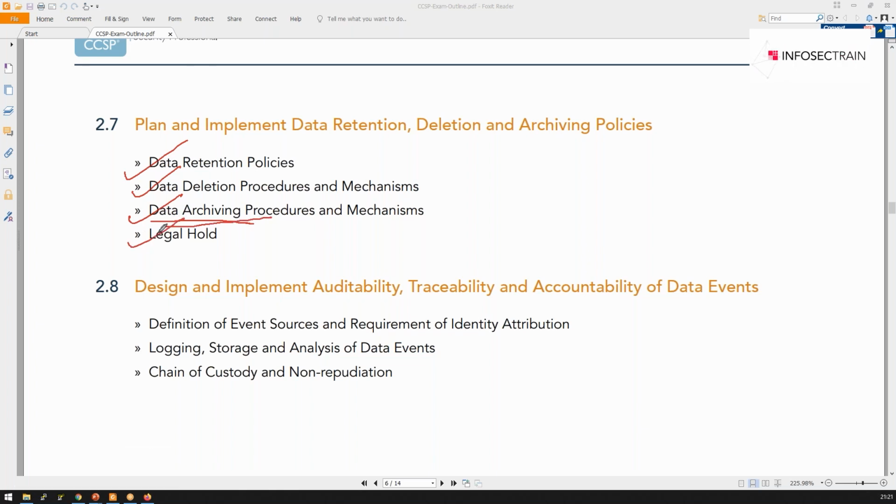For example, due to any reason, if I have a legal hold, what happens? How can I preserve my data? And definitely we have to understand logging, storage, analysis of data events, chain of custody, non-repudiation, all these things. Okay, that's it.